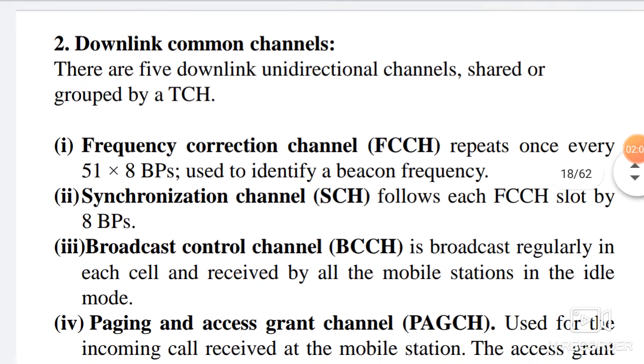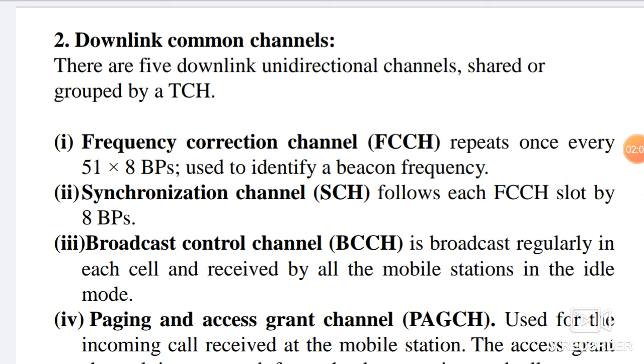In the downlink common channels, there are 5 downlink unidirectional channels shared by group by TCH. The first one is FCCH. FCCH repeats once every 51 by 8 BPs, and it is used to identify a beacon frequency. The second one is your synchronization channel, which follows the FCCH slot by 8 BPs. And the third one is the broadcast control channel, which is broadcast regularly in each cell and received by all the mobile stations in the idle mode.